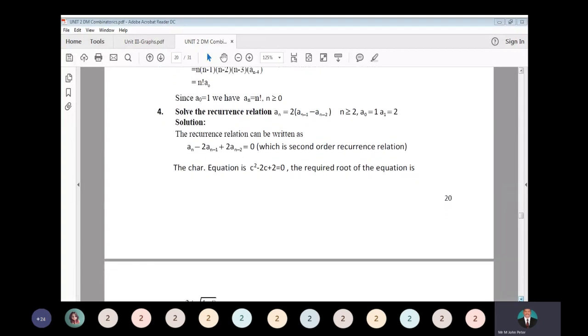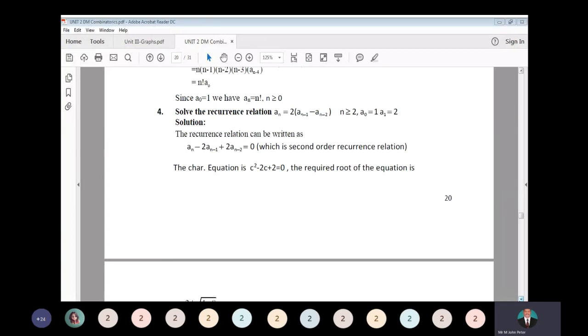Solve the recurrence relation a_n = 2a_{n-1} - a_{n-2}, where n ≥ 2, with the initial conditions a_0 = 1 and a_1 = 2. So rearrange the equation; it is a second order recurrence equation. That is a_n - 2a_{n-1} + 2a_{n-2} = 0.